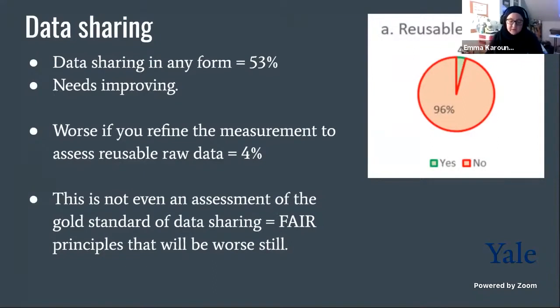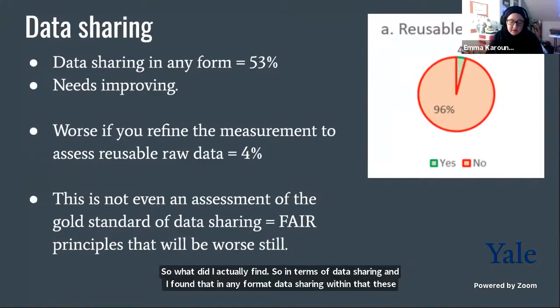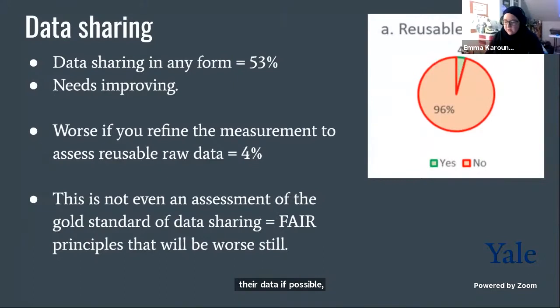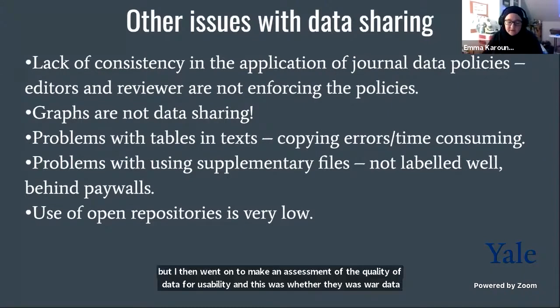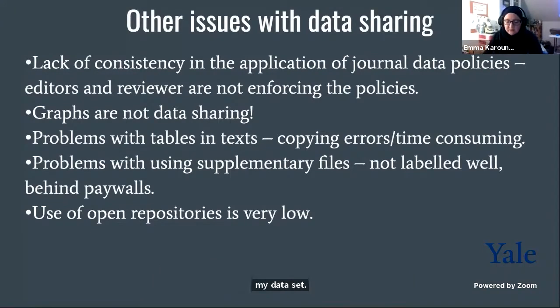And this is not even an assessment against the gold standard of data sharing, which is the FAIR principles. So the situation, unfortunately, is worse than 4%. The other issue I found when looking into data sharing was a large lack of consistency in the application of journal data policies. Editors and reviewers are not enforcing the policies that they put out there to authors, and this is leading to less data sharing than there should be in the articles in my data set.